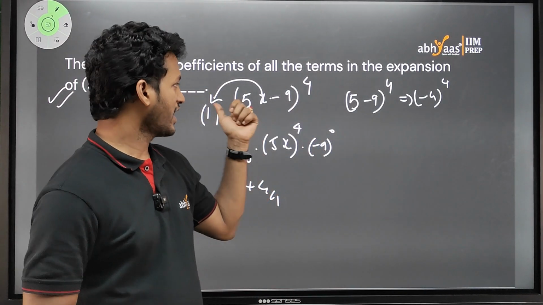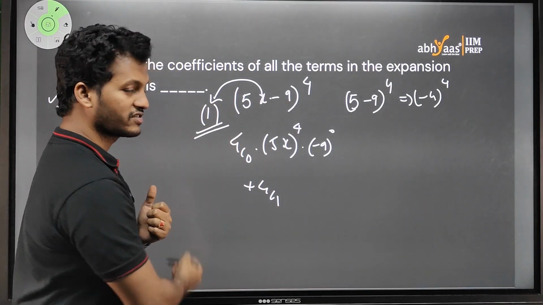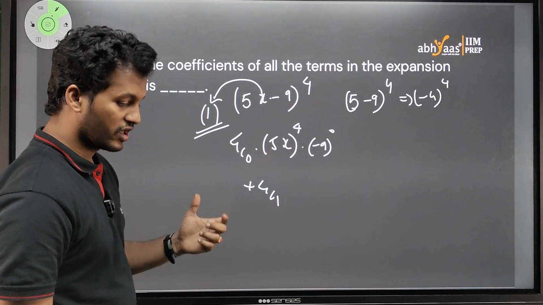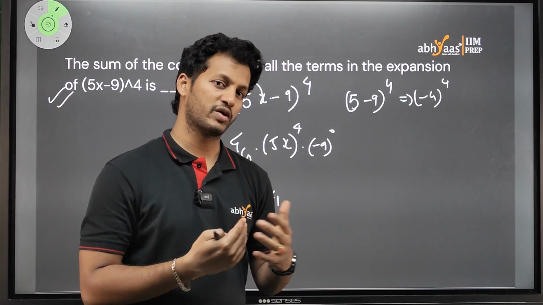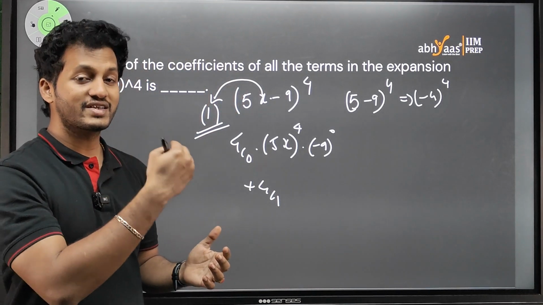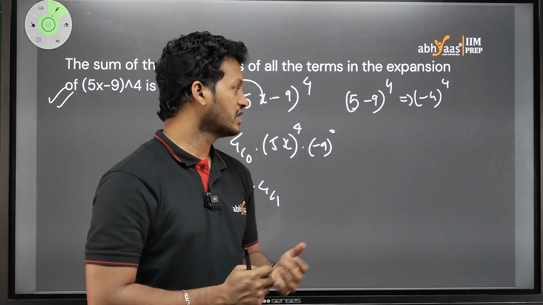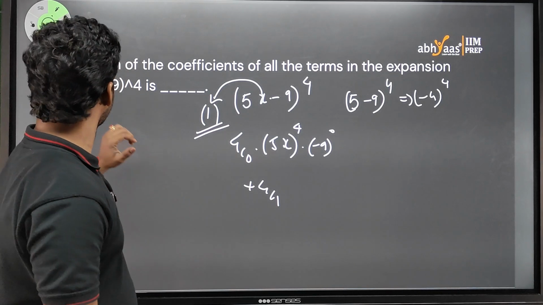But why do we have to take 1 as the value? To find the sum of the coefficients of any expansion, of a binomial expansion or trinomial expansion, you can take the value of x as 1. Then you will get the answer.